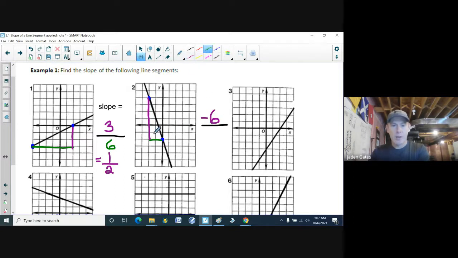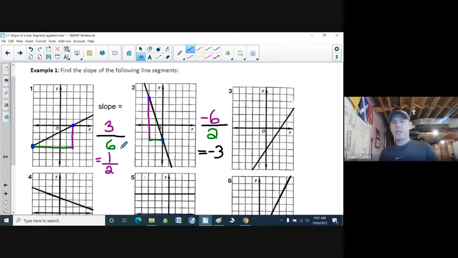And now my run. Let's see here. So this is where I ended up, right at where my purple and my green meet. And I go 1, 2 to the right. 2 to the right. And now actually, this is another fraction I can write out. -6 divided by 2 is actually -3.